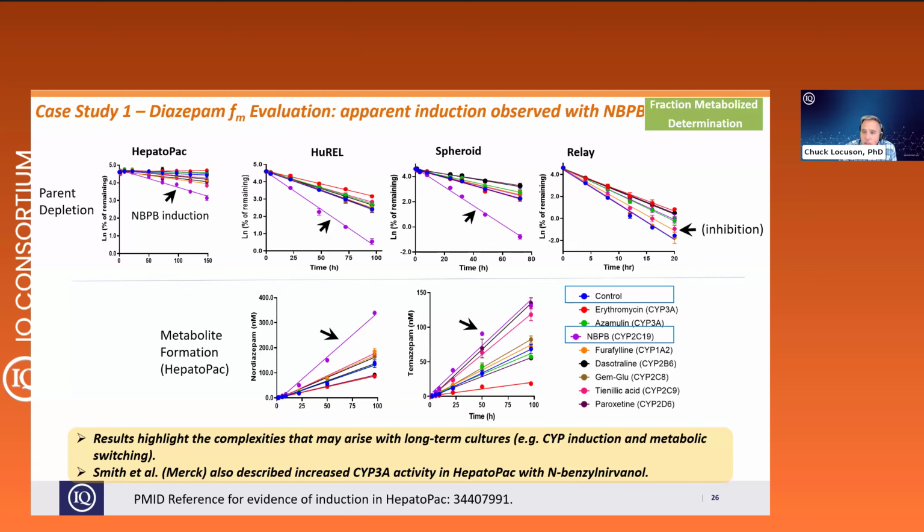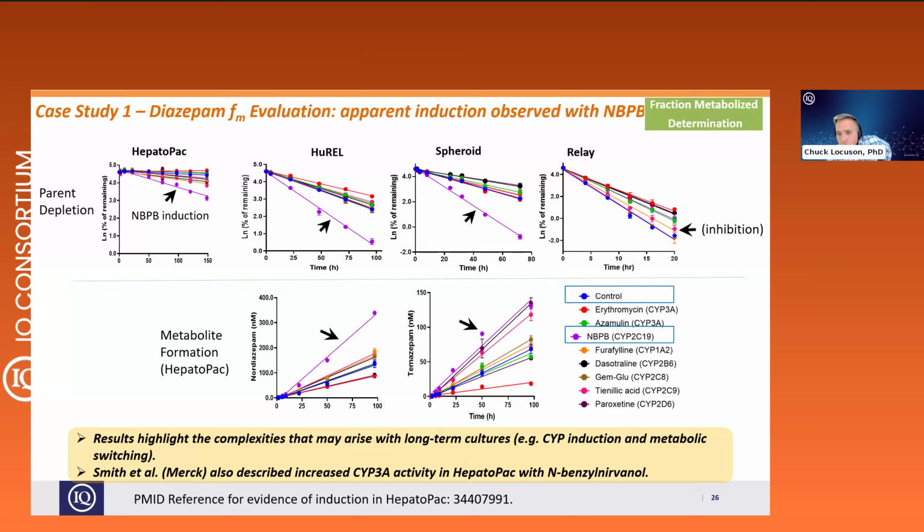Furthermore, there's a group at Merck that observed a similar effect in HepatoPac in their long-term incubations with a different phenobarbital analog that's commonly used as a 2C19 inhibitor. So a little disappointing that we were getting this induction, but it's also an interesting finding because it suggests these phenobarbital analogs are not going to be suitable for these types of studies. Next slide.